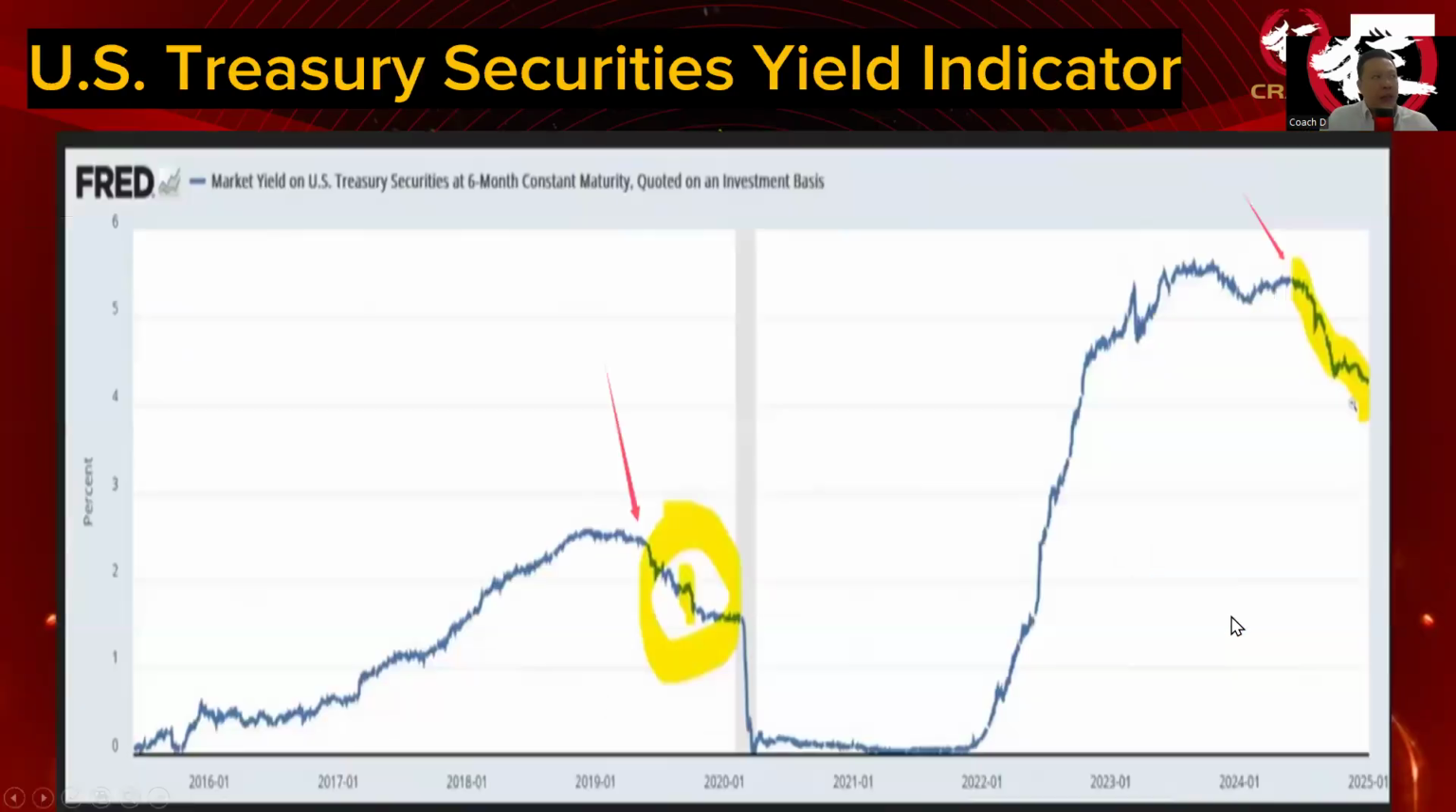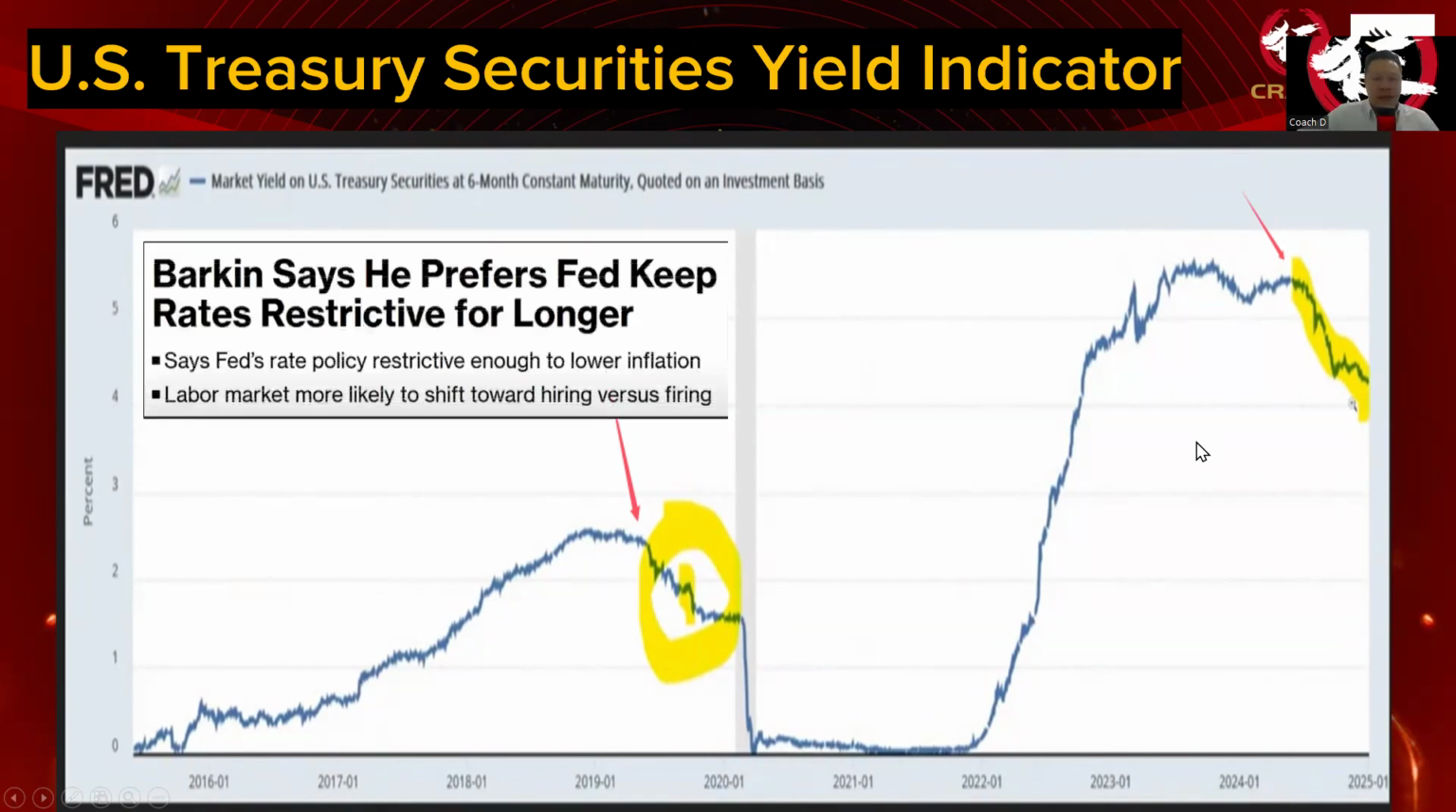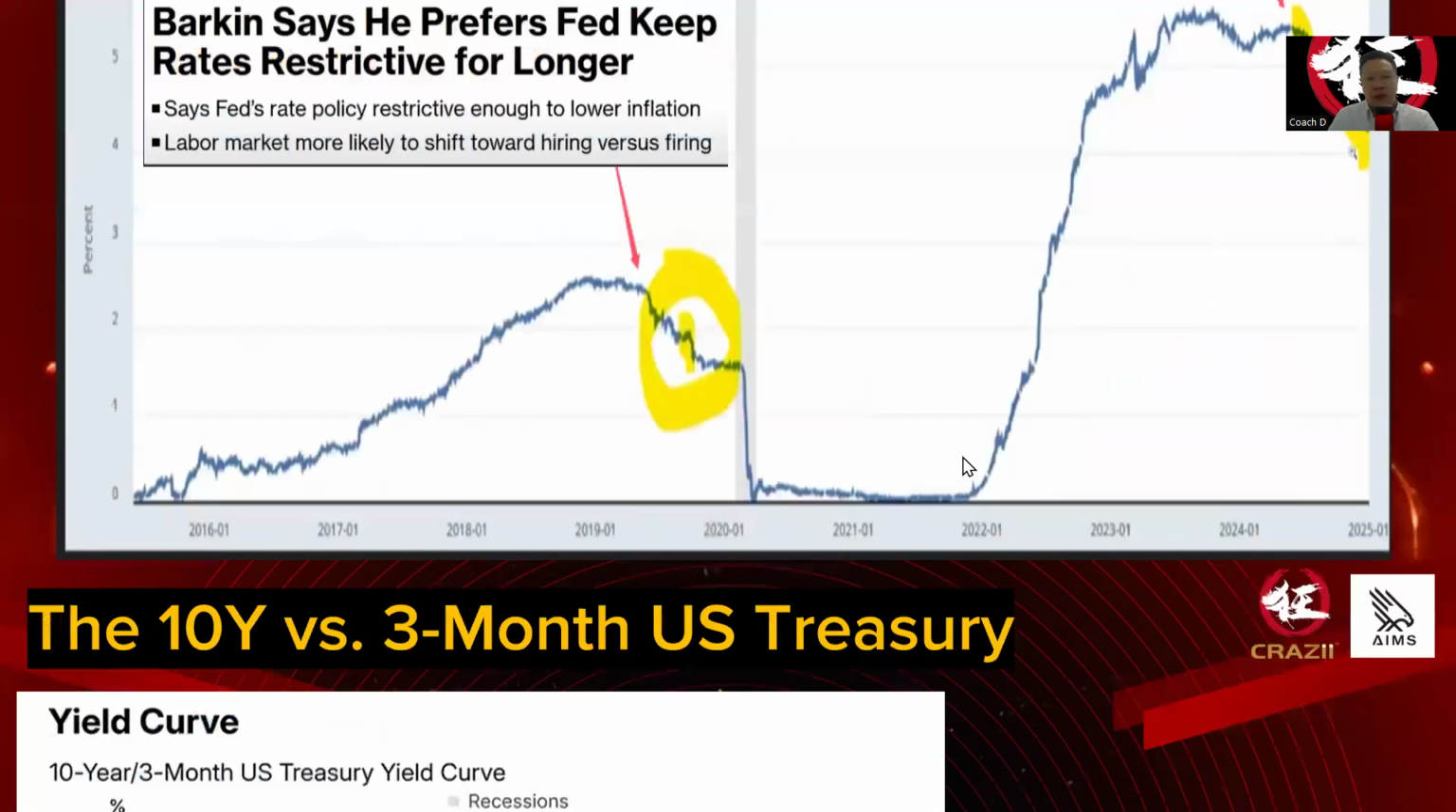And of course, based on the US Treasury securities yield indicator, it's pretty clear that we are having a dip sign at the moment, and it's moving towards a potential recession indication. This is not going to be good if you just continue in this market. If you look carefully, Barkin says he prefers the Fed to keep rates more restrictive for a longer period. And that's the reason why the US dollar has been rising recently. All this speaks volumes of what may happen in the near term.